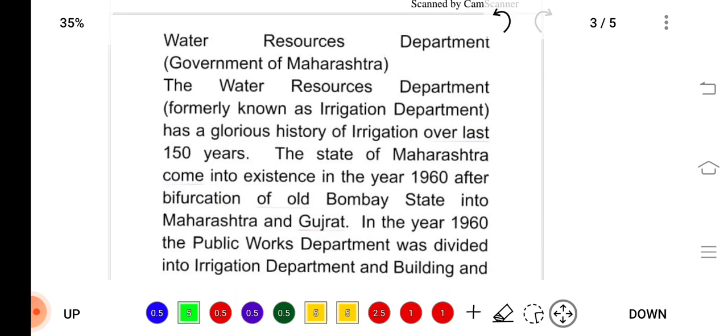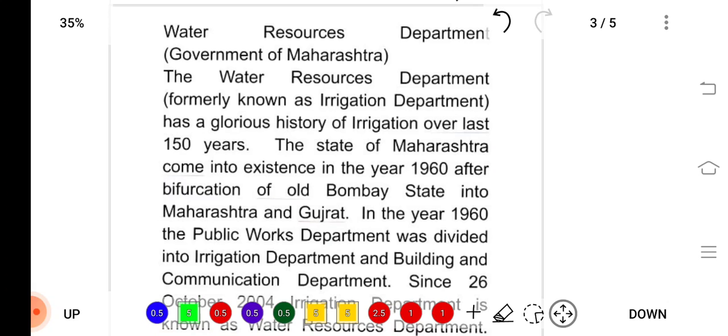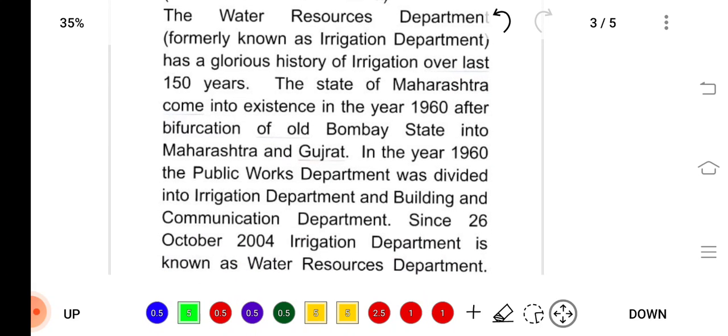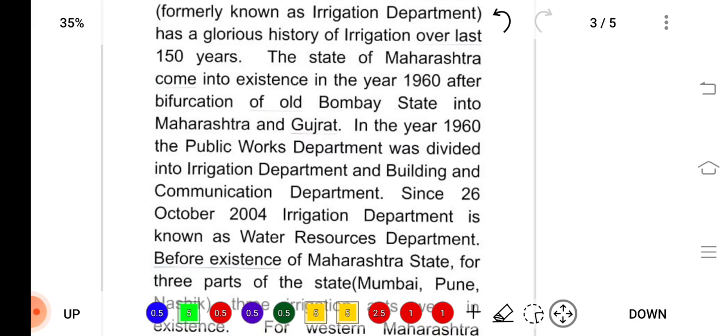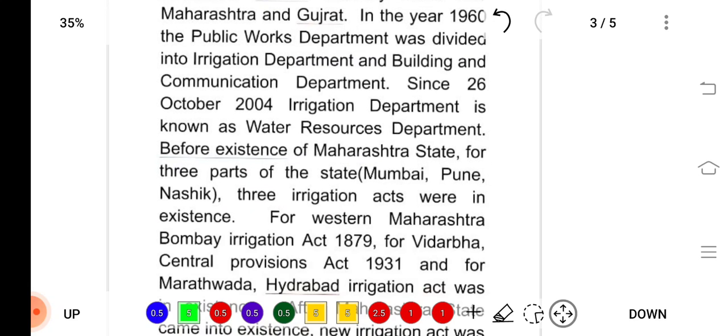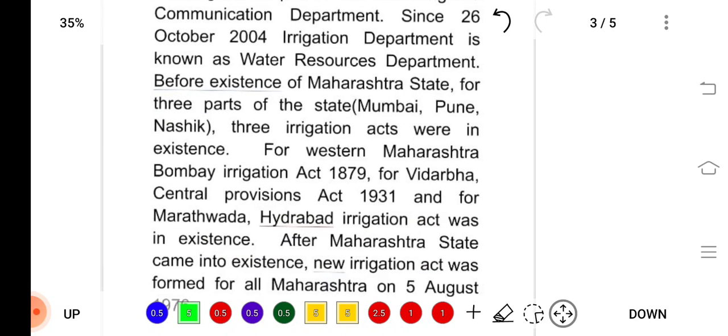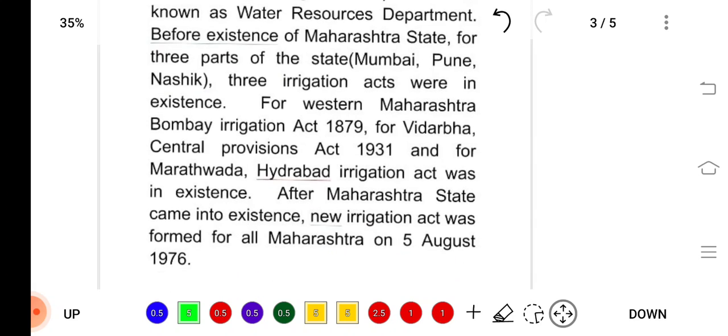Then the water resources of Maharashtra. When we discuss the water resources department, formerly called the irrigation department, it has a glorious history of irrigation over 150 years in Maharashtra. After 1960, with the bifurcation of old Bombay state into Maharashtra and Gujarat, the Public Works Department was divided into the irrigation department and the building and communication department. Since 26th October 2004, the irrigation department has been known as the water resources department. Before the existence of Maharashtra state, for the three parts of the state, Mumbai, Pune and Nashik, three irrigation acts existed.